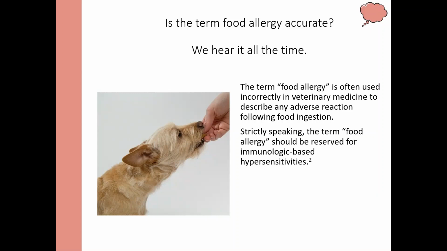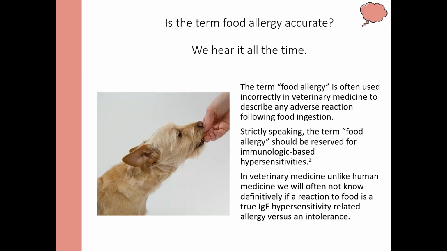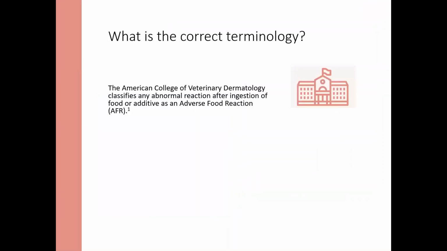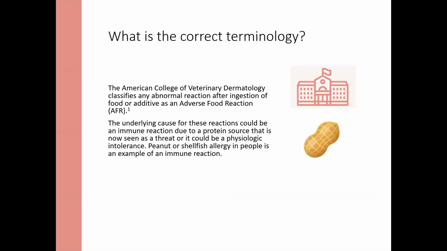Strictly speaking, the term food allergy should be reserved for immunologic-based hypersensitivities. In veterinary medicine, unlike human medicine, we will often not know definitively if a reaction to food is a true IgE hypersensitivity-related allergy versus an intolerance. So what is the correct terminology? The American College of Veterinary Dermatology classifies any abnormal reaction after ingestion of food or additive as an adverse food reaction. The underlying cause for these reactions could be an immune reaction due to a protein source that is now seen as a threat, or it could be a physiologic intolerance.